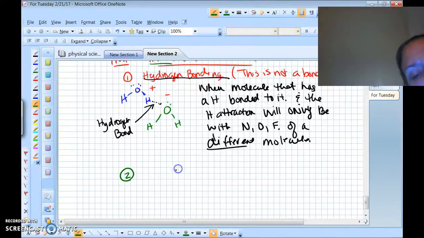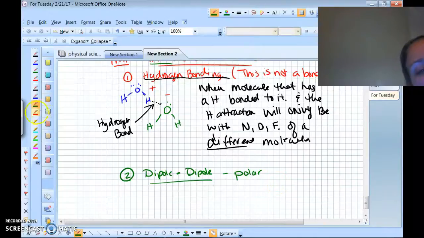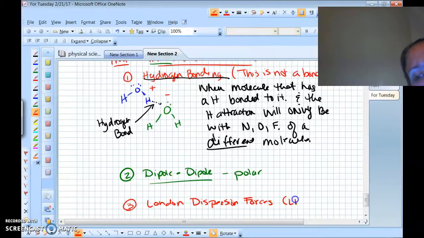The second one is dipole-dipole. It's hyphen dipole-dipole because it's showing between two different molecules. Basically, if you have a polar molecule, your IMFs are dipole-dipole. I'm not going into anything else more specific than that. Alright, number 3, London dispersion forces, also known as LDF.